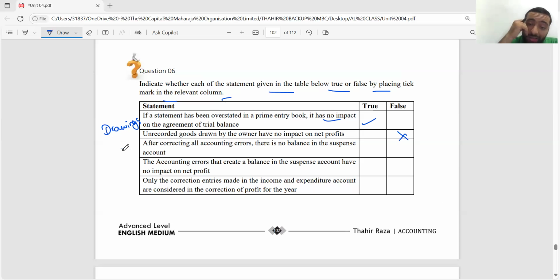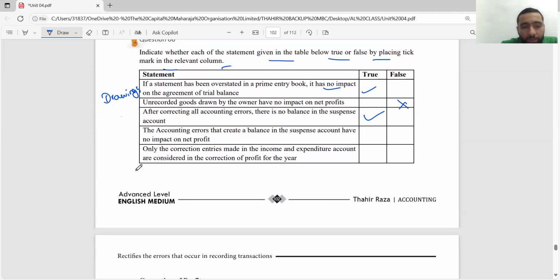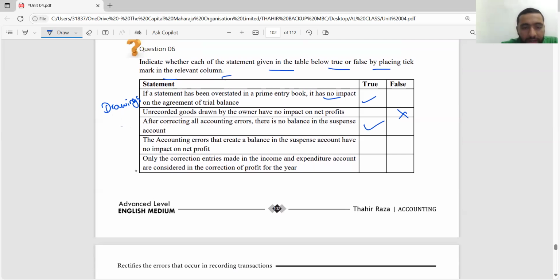After correcting all accounting errors, there is no balance in the suspense account. Is this correct? Yes, definitely. Once you correct all the errors, there is no balance in the suspense account. Why would you need a balance in the suspense account if you have corrected all the errors? The accounting errors that create a balance in the suspense account have no impact on net profit. Is this correct or not? The suspense account doesn't have an impact on the net profit. It is correct. Okay.